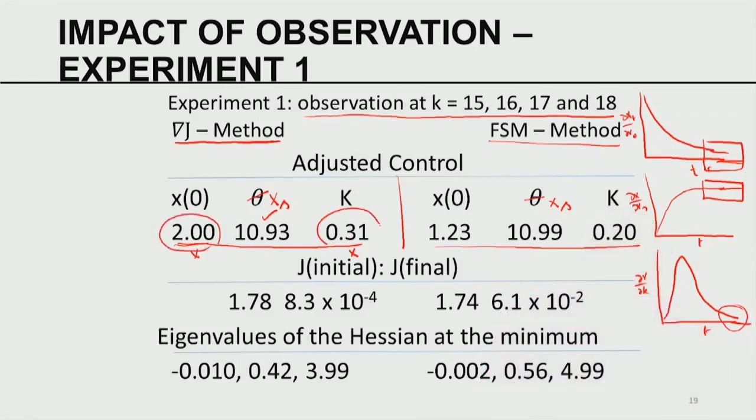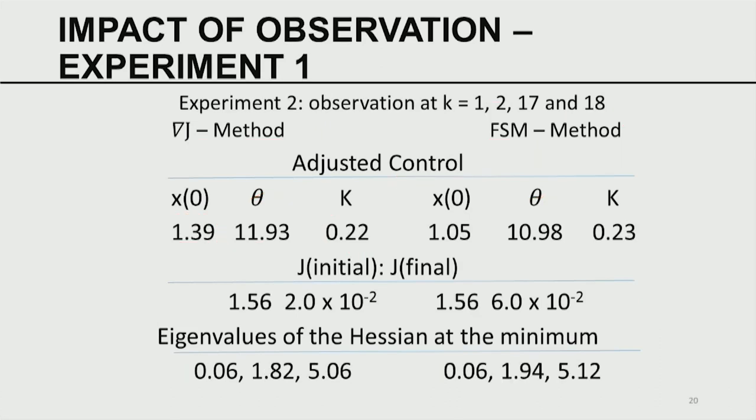There is a large error in here. However, if you change the observation timing to 1, 2, 17, 18, so two observations at the earlier time and two observations at the final time. What is the difference between these two experiments? In the first experiment, we put four observations all in the end. Here, we are putting two observations in the beginning and two observations in the end.